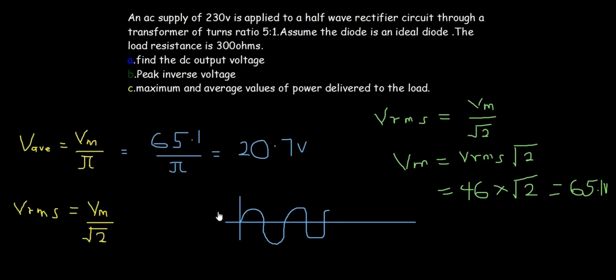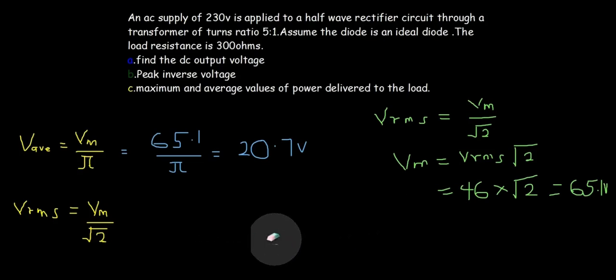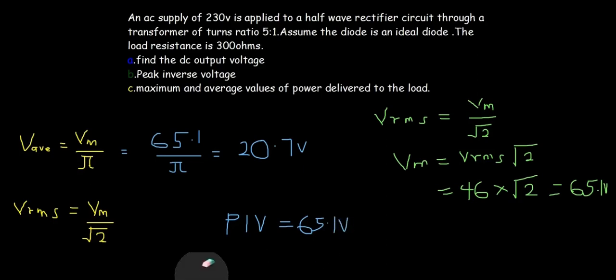So if this side is 65.1, this side will also be negative 65.1. And the one down here will be the peak inverse voltage. So in this case the peak inverse voltage is the same as the 65.1 that we have here. So PIV will be equal to 65.1 volts.